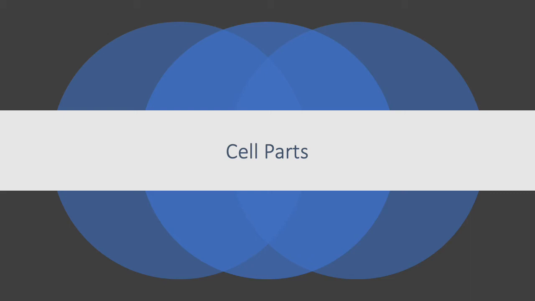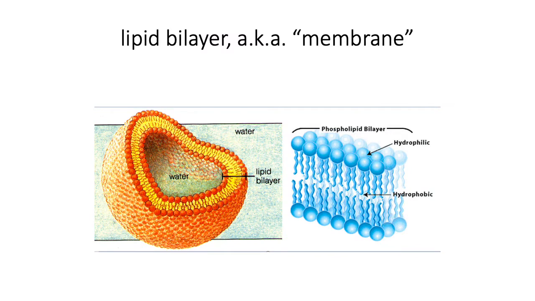In this video, we're going to start looking at the different parts of the cell, beginning with membranes. So what is a membrane from the biology point of view, the cell biology point of view? A membrane is made up of a lipid bilayer. Bi means two, so a lipid bilayer is just two layers of lipids. You remember lipids are hydrophobic molecules, and specifically lipid bilayers are made up of two layers of phospholipids.